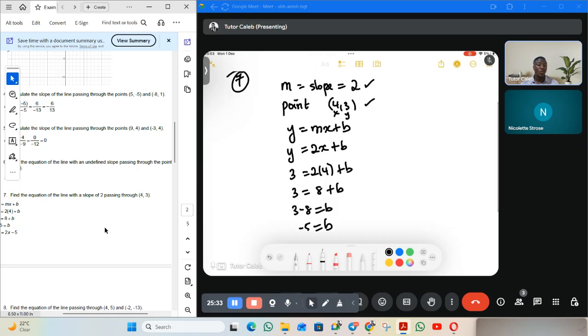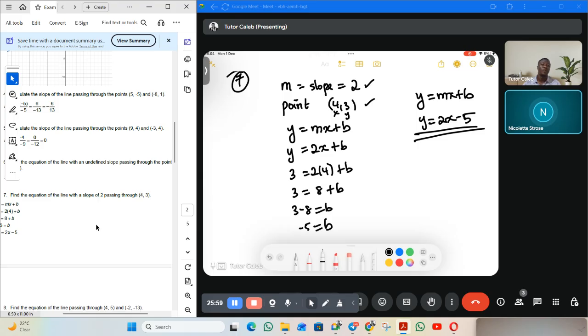Are you there? Yes. Now that I know b, I can put it in the equation of a straight line, y equals mx plus b. I know that m is 2, b is minus 5. So my equation is y equals 2x minus 5. This is my answer. Okay.